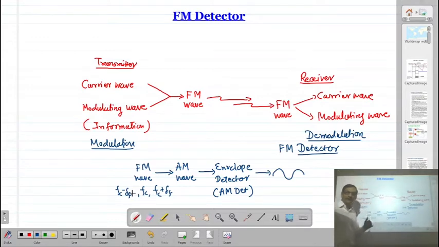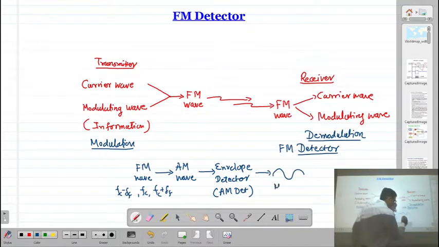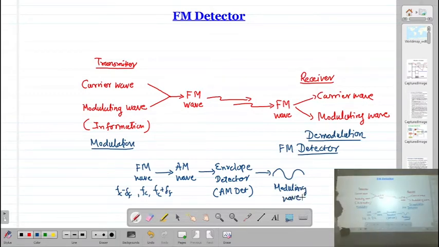Means the frequency is converted into a voltage variation, and that voltage variation is nothing but an amplitude modulated wave. Then the amplitude modulated wave is given to an envelope detector. In an amplitude modulated wave, whatever the envelope is, it is your information, your modulating wave. That is separated out by this detector circuit, and finally you will get the modulating signal or the information.